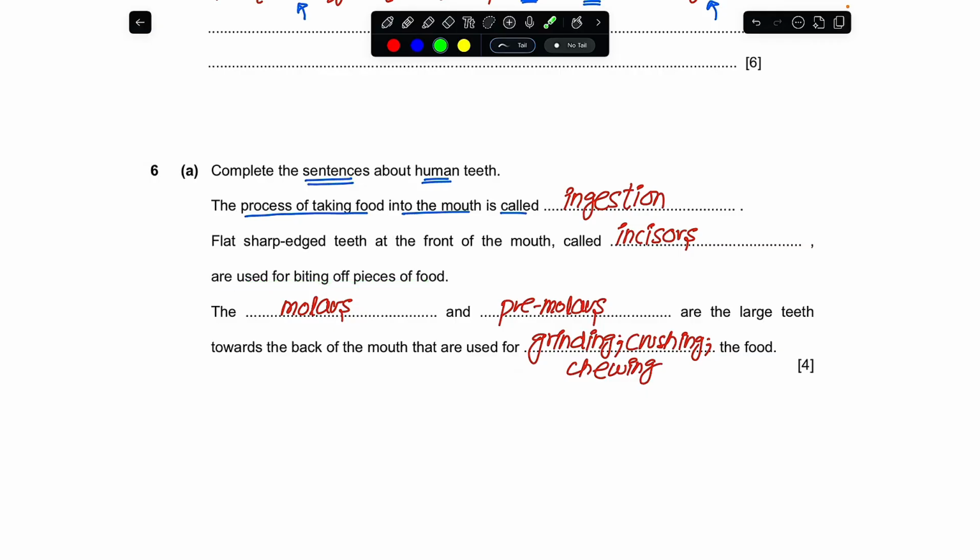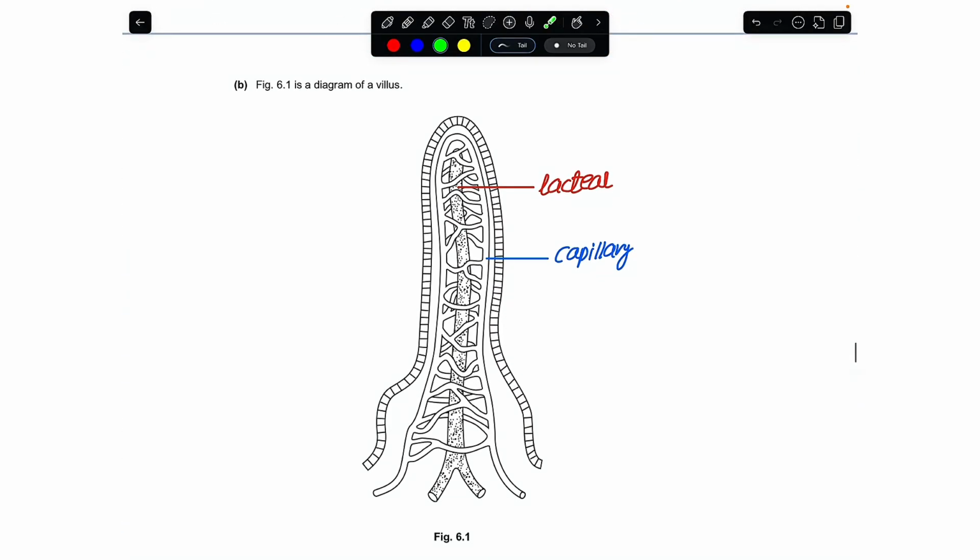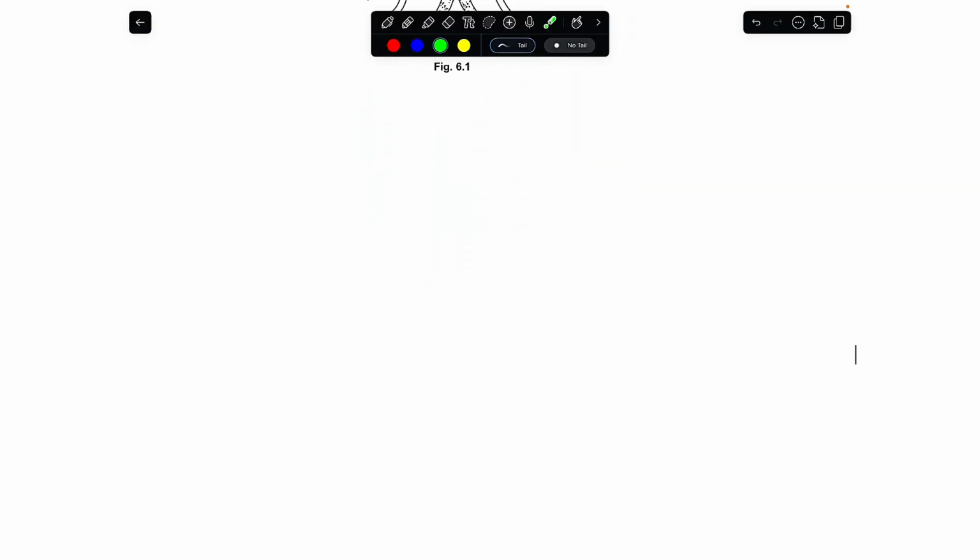And then they say the dash and dash are the large teeth toward the back of the mouth. So at the back of the mouth, the large teeth are the molars and the premolars. And these broader teeth, we know they can be used for dash the food. So you can use any of the words grinding, crushing, or chewing. If we move to this B part, they show us the diagram of the villus. I will not be explaining any of it as of now. Let us see what they are asking.